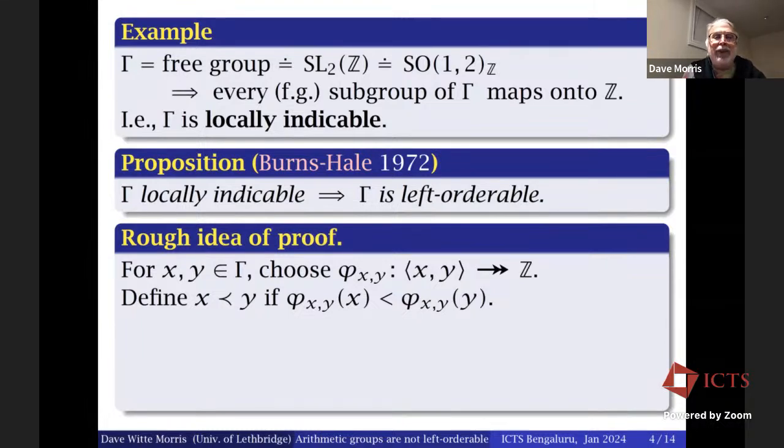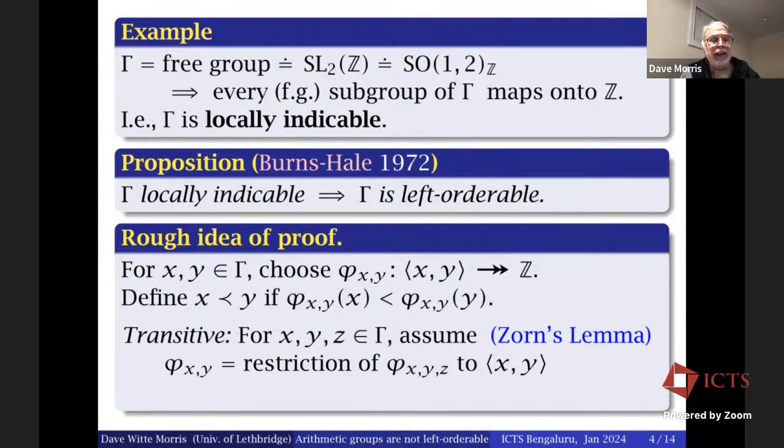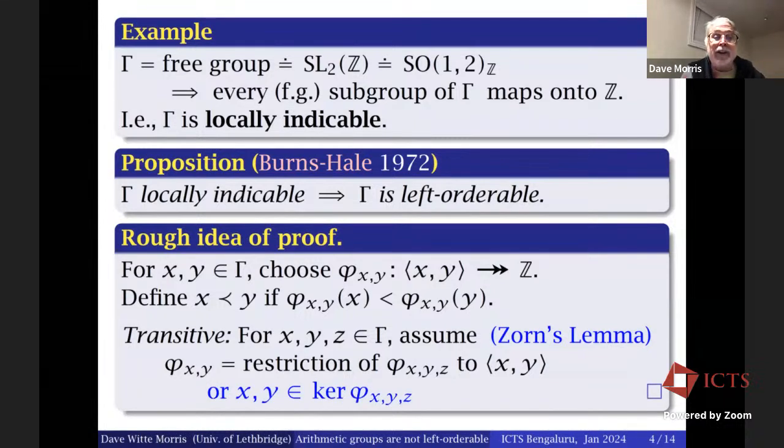The problem is that you can't just choose these randomly. You have to be systematic about how you choose these homomorphisms. For example, to make this order relation transitive, if we have three elements, this is done by using Zorn's lemma: you pick these homomorphisms and make them compatible. We have to assume that the homomorphism for X and Y is just the restriction of the homomorphism you defined for the subgroup generated by X, Y, and Z. That's the basic idea, that you choose these compatibly so that as you choose more and more elements, your homomorphism is consistent, except that won't always be the case. That's true unless X and Y are in the kernel of that homomorphism. If X and Y are in the kernel, then Z is just way bigger than X and Y, so transitivity holds without any trouble.